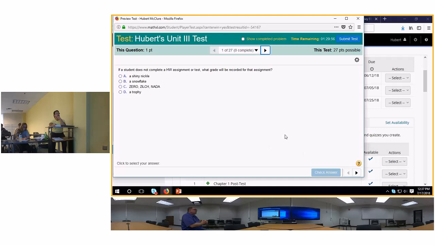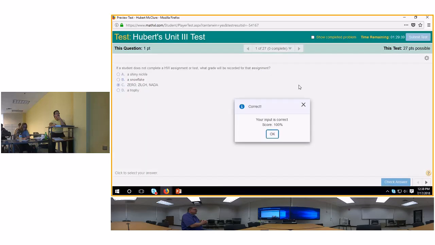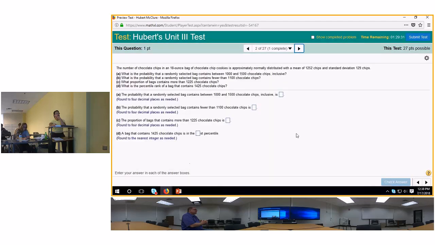And there is our first question on the test. It says, if a student does not complete a homework assignment or a test, what grade will be recorded for this assignment? And, of course, y'all know that's 0. These are questions that come from students at the end of the semester, so we got that one right. Next one. All right, write this one down.